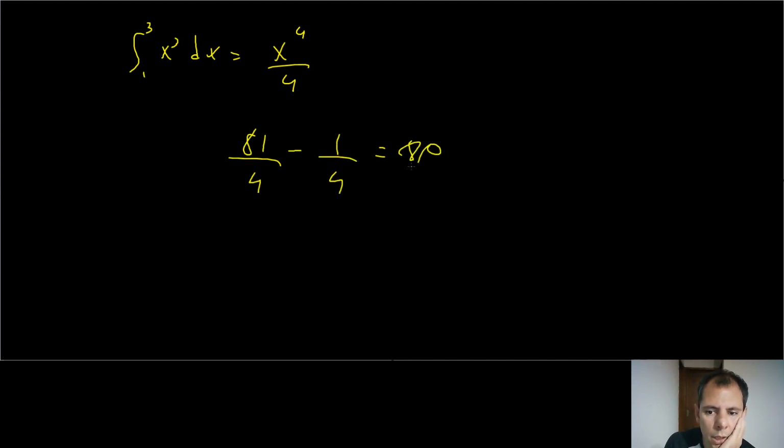We're going to integrate from 1 to 3 of x cubed dx. So it's going to be x to the 4th divided by 4, right? So 3 to the 4th divided by 4 is going to be 81 divided by 4, minus 1 to the 4th divided by 4, which equals 80 divided by 4, which equals 20, right?